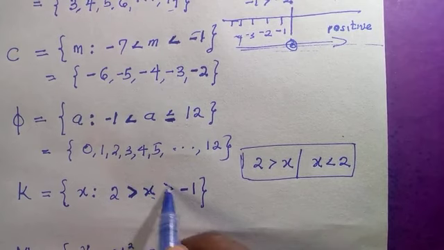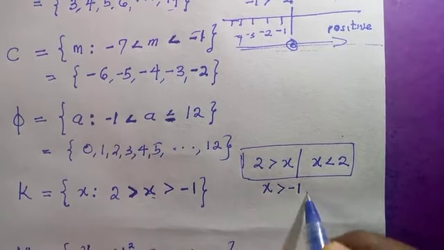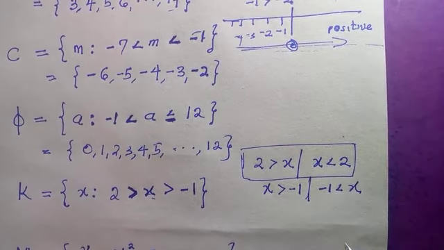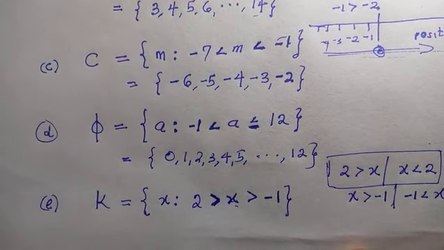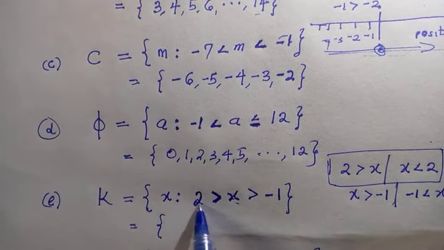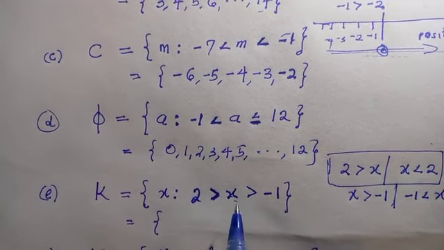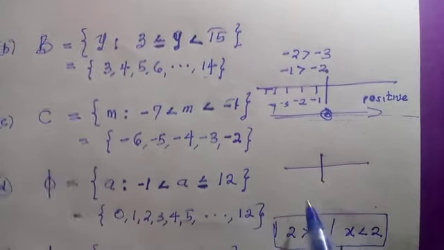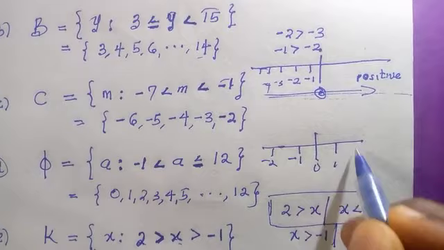While for this one, we have x greater than -1. That is, we can still have it as -1 less than x. If this is less than x, what are the values of x itself? The values of x can be -1, can be 0, can be 1, can be 2, and others like that. So now to write out all these elements, 2 greater than x and x greater than -1. If you take this on a number line, suppose I draw a number line here, the middle is 0 and all these are negative, while this is -2, 0, 1, and 2.